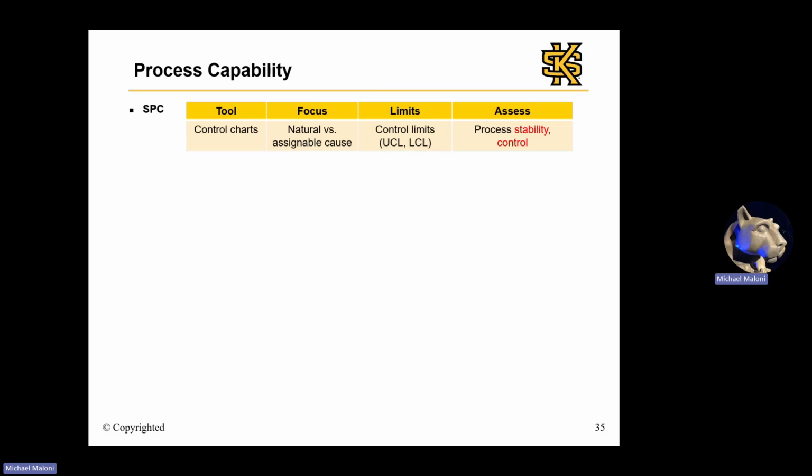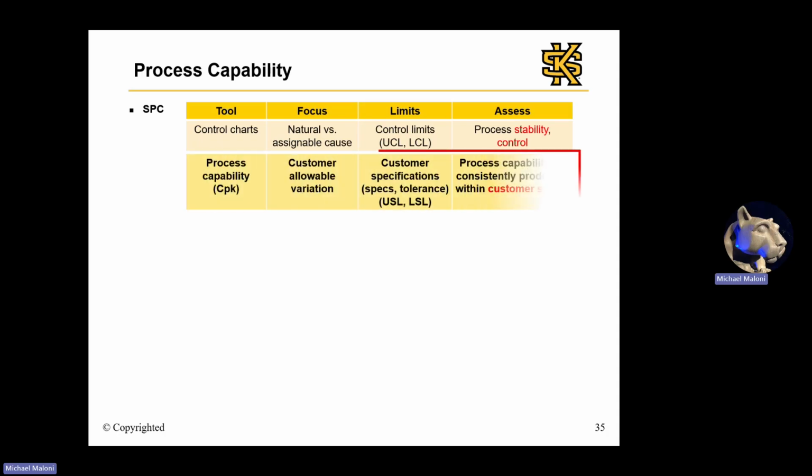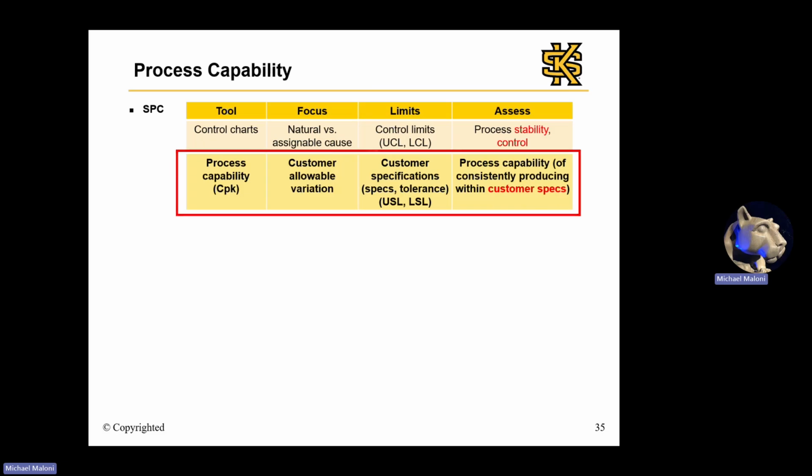Summarizing, control charts determine process stability. And here we're not yet necessarily concerned with customer expectations. We just need that process stability first. Then process capability will help determine if the process can consistently produce to customer expectations. Is the process capable of meeting customer specs? And here we're now directly concerned with customer expectations.